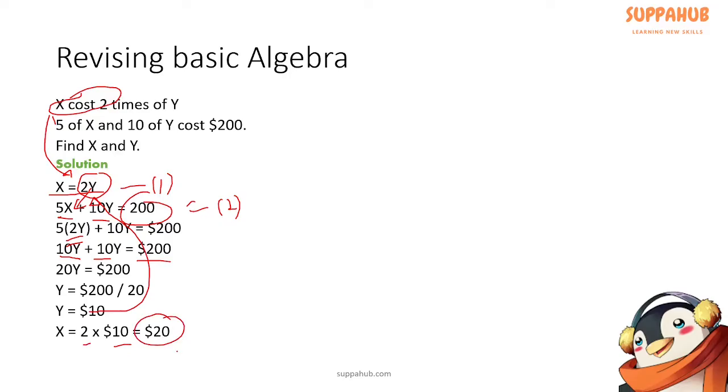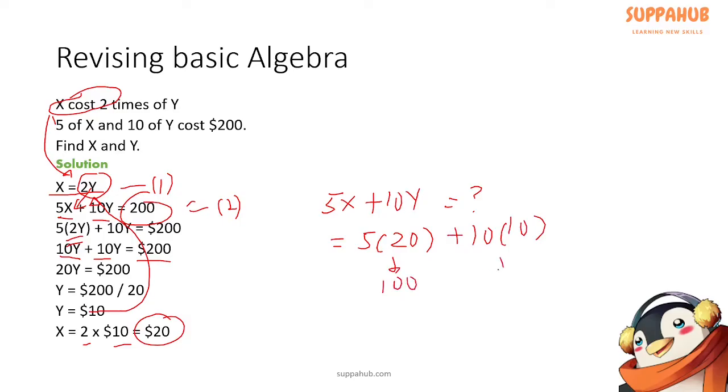Alright. Then how do you check? You can use equation 2, right? 5x plus 10y, what does it equal? So down here you have 5 times 20 plus 10 times 10, right? So this one gives you 100, this gives you 100, so it gives you 200. So it matches equation 2, so you're correct, right?